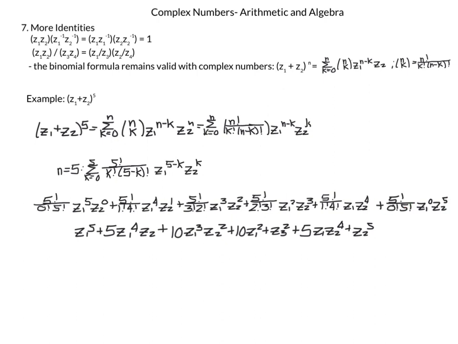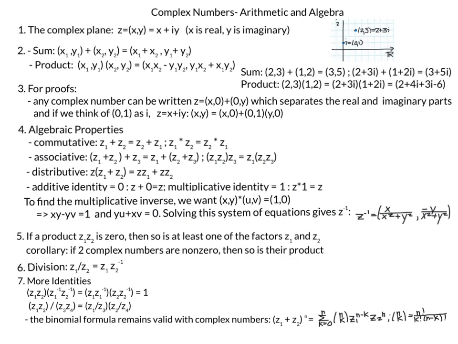which, by the way, there's an easy way to simplify some of these factorials. For example, if you have 5 factorial over 3 factorial times 2 factorial, that's equal to 5 times 4 times 3 factorial. I don't write this out any further because I can cancel right away with this 3 factorial. So I'm left with 5 times 4 divided by 2, which is just 10. And here is what it simplifies down to. This is the expansion, my binomial expansion, which is called the binomial formula, of my z1 plus z2 to the fifth. To review what we have covered in this video, we looked at the arithmetic and algebra of complex numbers.